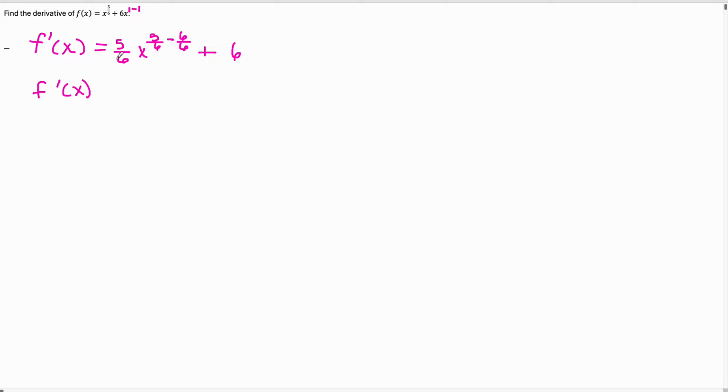F prime of x equals 5/6 x, and then 5/6 minus 6/6, that's just minus 1/6, plus 6, or a negative 1/6. You can say it either way. And then what I want to do, this would be a suitable answer, but I still want to get the domain. So in order to determine the domain, I want to simplify this further.